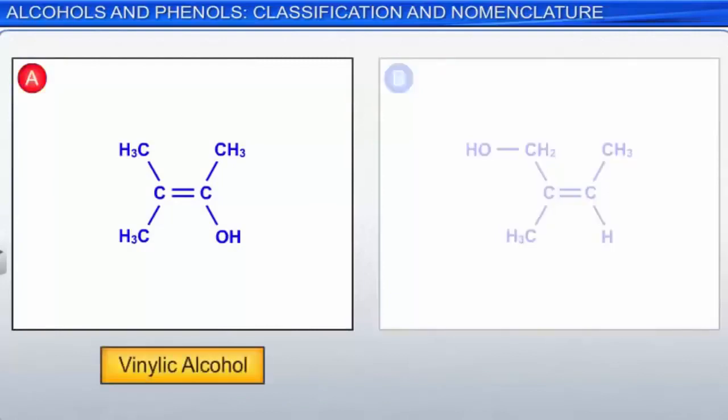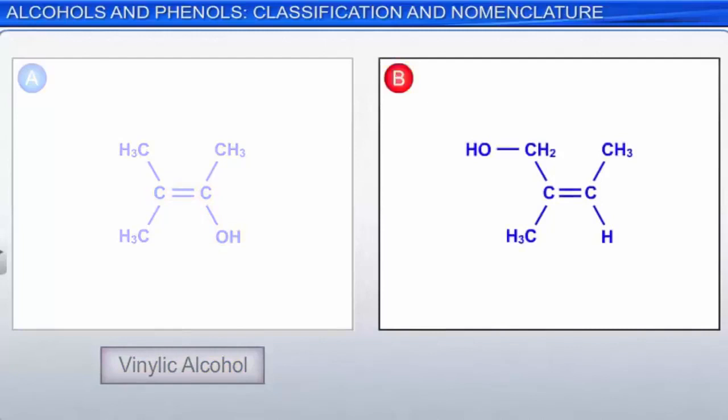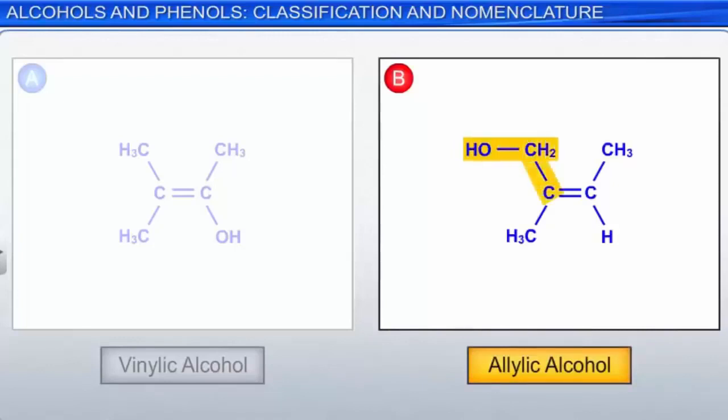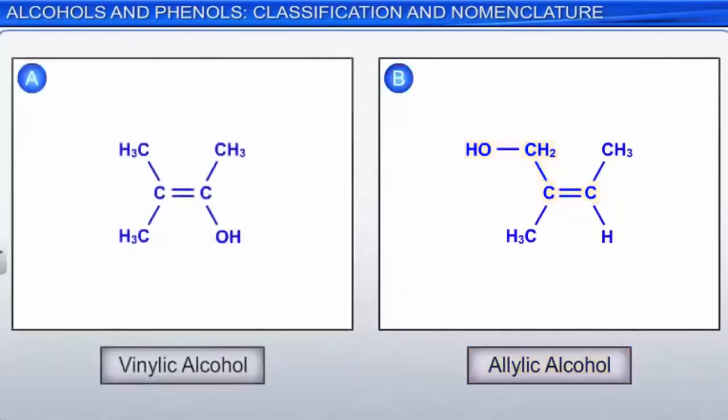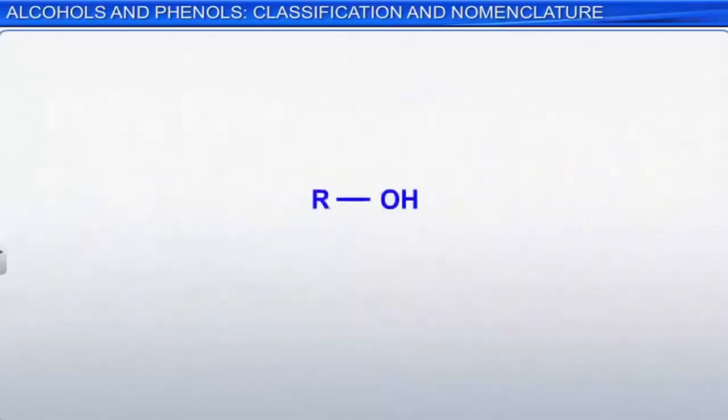Structure A shows a vinylic alcohol. Notice how the hydroxyl group is linked to a carbon participating in a carbon-carbon double bond. Structure B shows an allylic alcohol. The hydroxyl group is bonded to a carbon that is adjacent to a carbon-carbon double bond. Now that we understand the classification of alcohols, let's turn to their nomenclature.